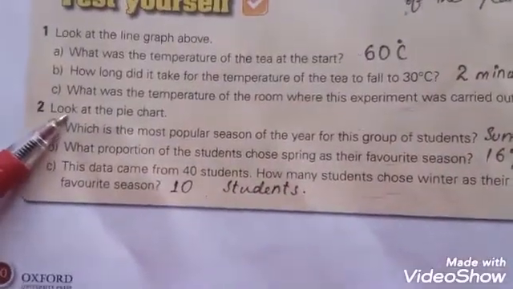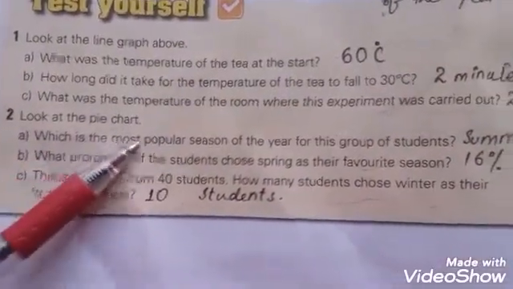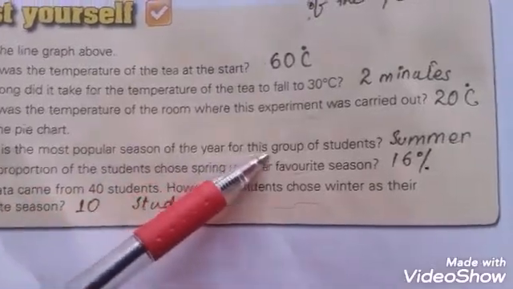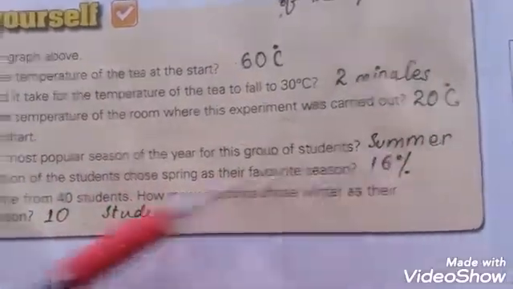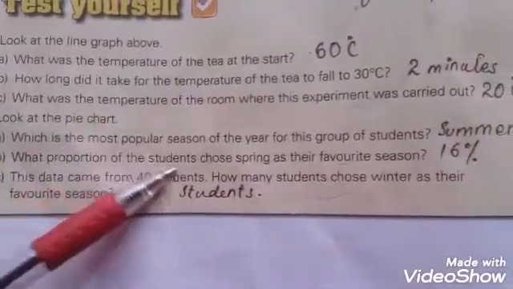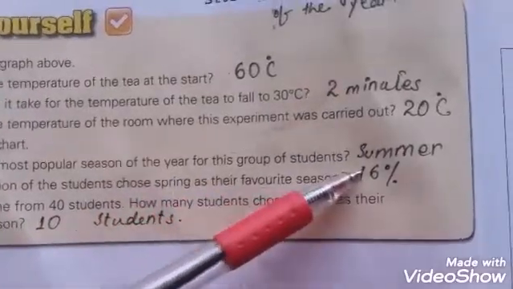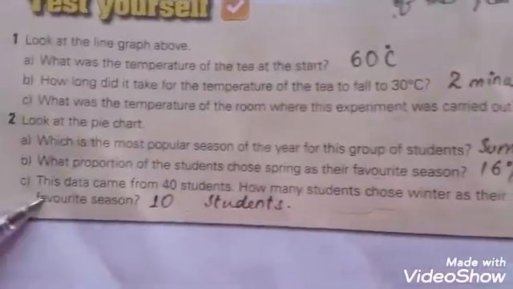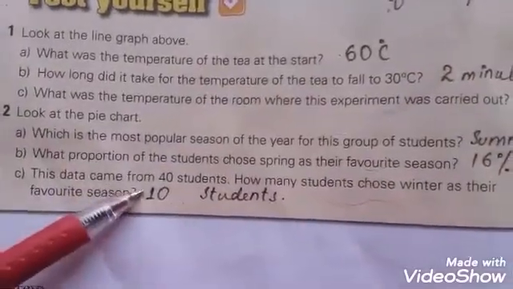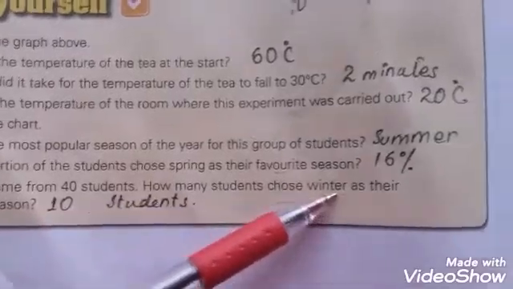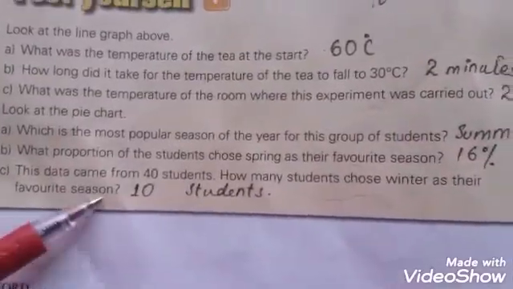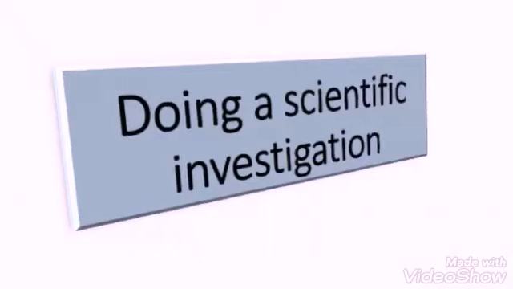Question number 2. Look at the pie chart. A, which is the most popular season of the year for this group of students? Summer. B, what proportion of students choose spring as their favorite season? 16%. C, this data came from 40 students. How many students choose winter as their favorite season? About 10 students.